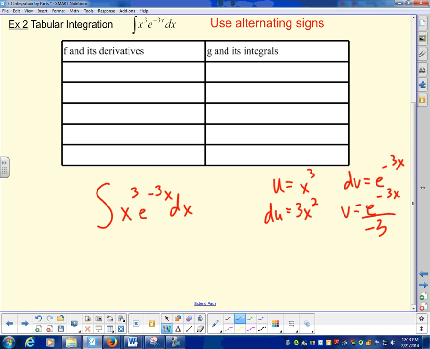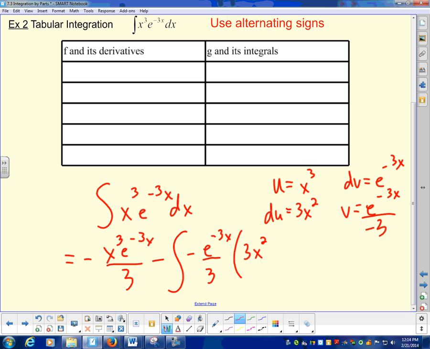So this is equal to u times v. So that would be negative x cubed e to the negative 3x over 3 minus the integral of v du. So v is this thing. So that would be negative e to the negative 3x over 3 times, so I said v du, 3x squared dx. Now, we've got a little bit of a problem here. It's actually not a problem. It's just a lot of work.